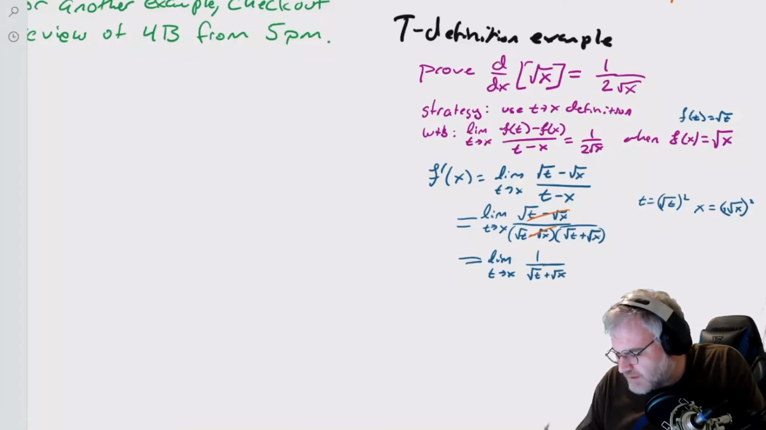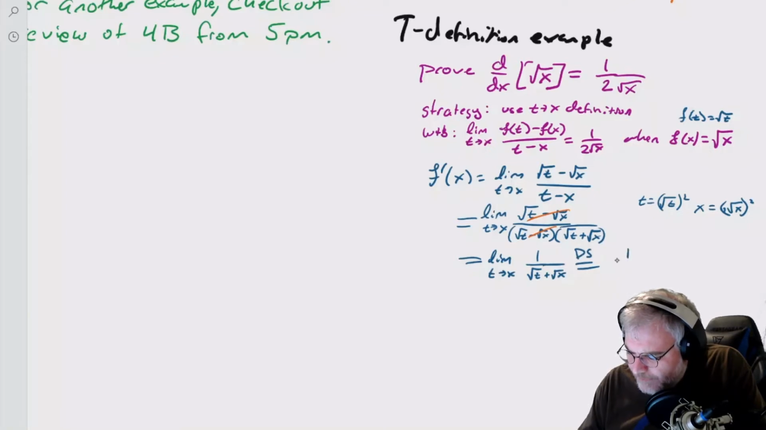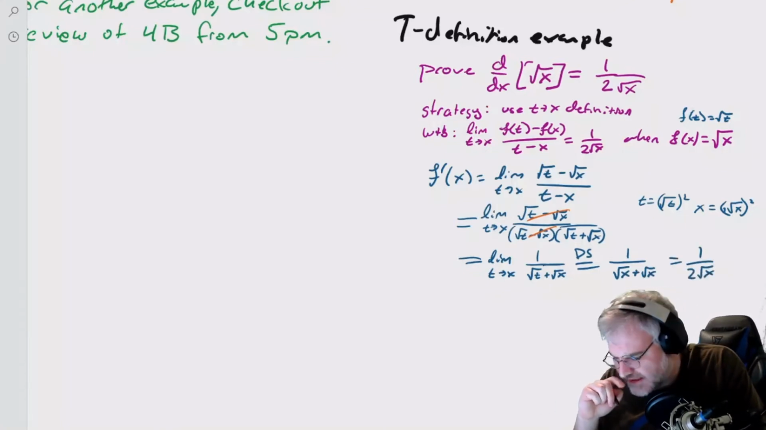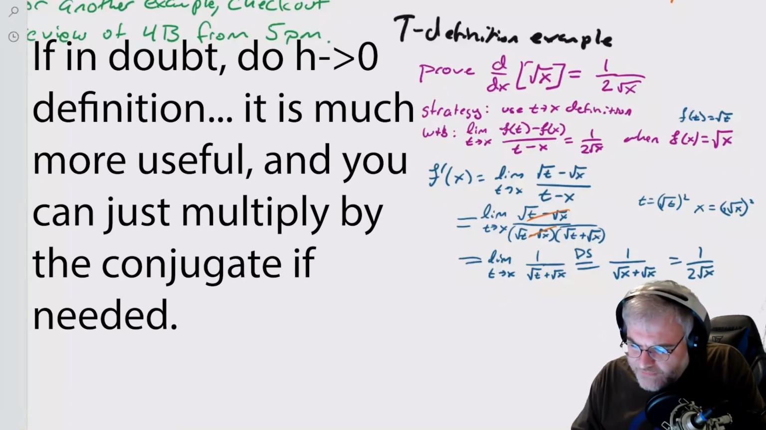Since I'm taking a limit, t doesn't equal x, so I'm just going to sub it in. Wherever I have a t, I'm going to replace it with an x. And then I get 1 over 2 root x. So that's the t to x definition. I could have done this with the h definition that way.